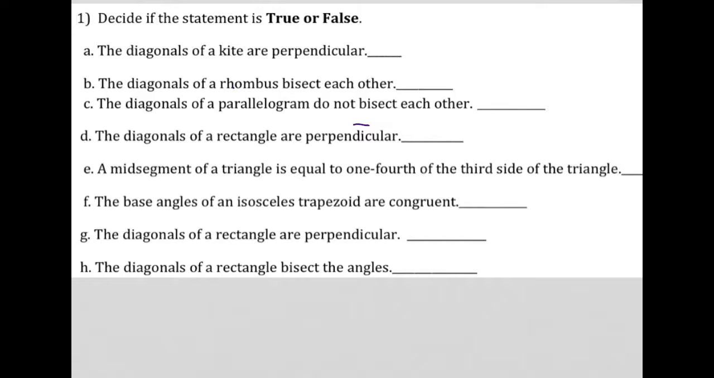Okay, polygon and quadrilateral study guide. Problem number one. The side statement is true or false. A, the diagonals of a kite are perpendicular.